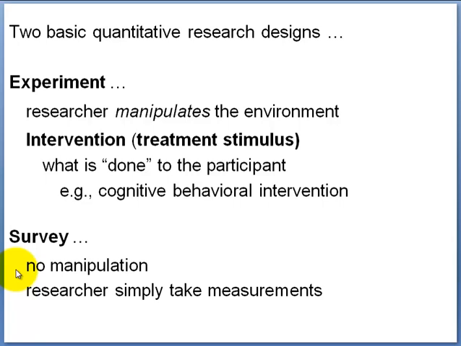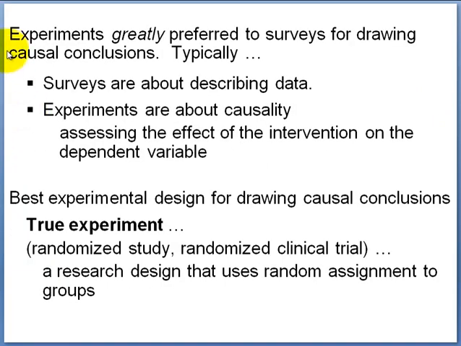but rather what happens in a survey is that the researcher simply takes measurements. In the experiment, the researcher manipulates the environment and introduces an intervention and takes measurements. In the survey, the researcher simply takes measurements. So, key idea that you've got to take with you is the notion that experiments are greatly preferred to surveys for drawing causal conclusions.